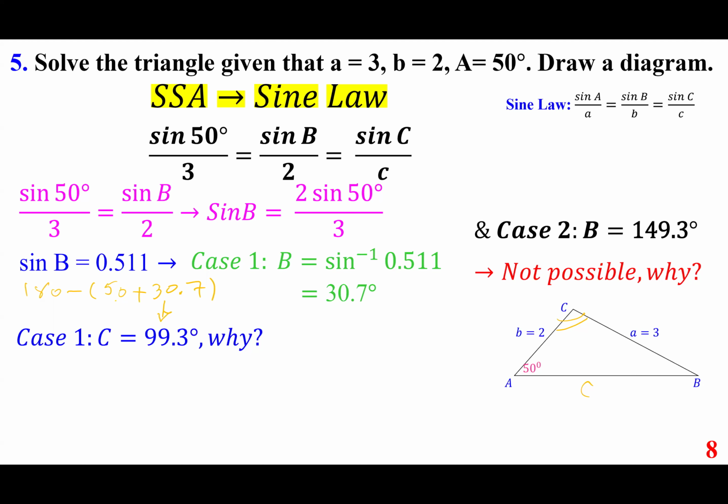All right. So now this second part, sine B over 3, sine 50 over 3 is sine C over C. Sine C, we have this angle 99.3. The cross product gives us the C. So C is 3 times sine of 99.3 divided by sine 50. So it's very straightforward, everybody.